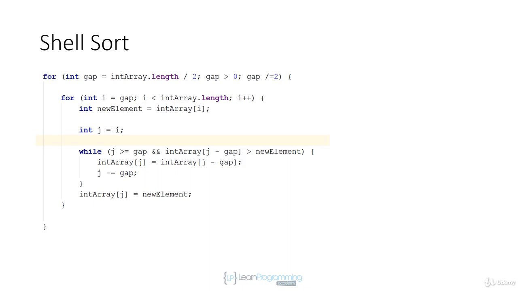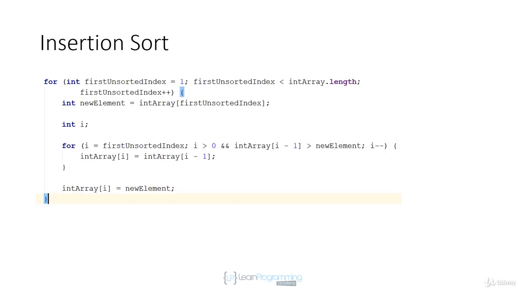And then we say in shell sort, while j is greater or equal to gap, and int array j minus gap is greater than new element, as long as that's true, we're going to shift the element that we're comparing against. We're going to shift it up the array by gap positions, and then we need to decrease the position of the next element that we look at by the gap, because we always want to be looking at the element that's gap positions away. And this is very similar to what we're doing here. We're saying the same thing.